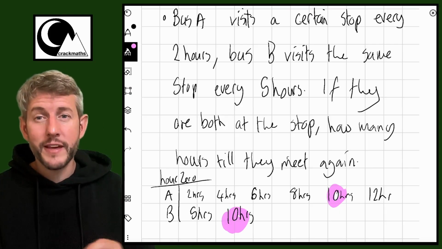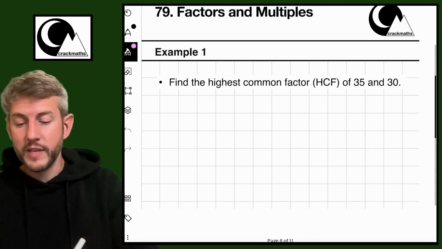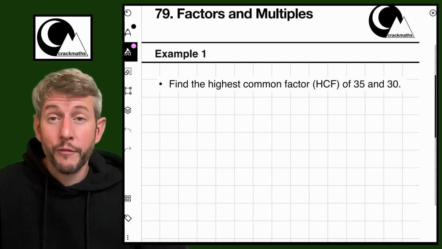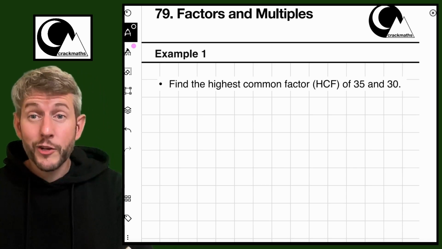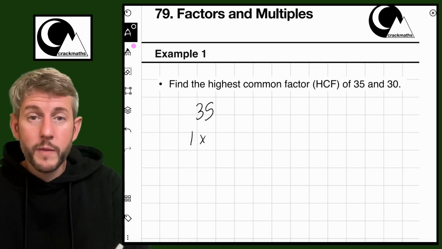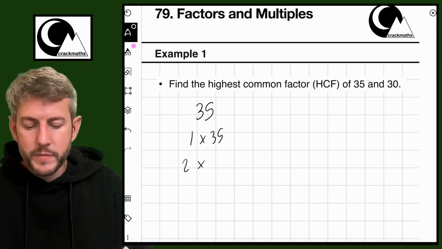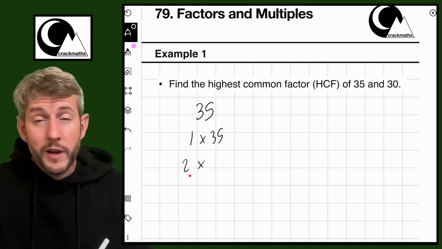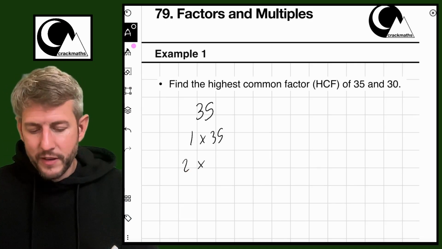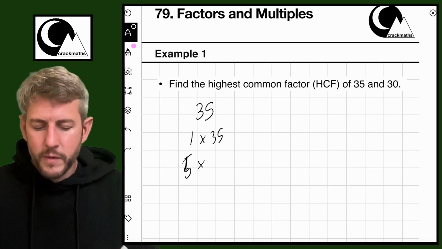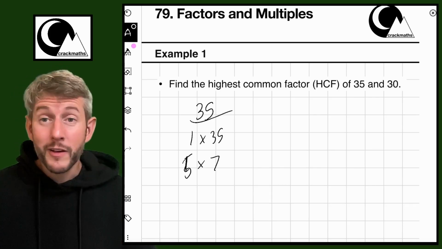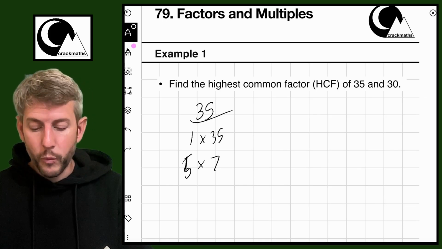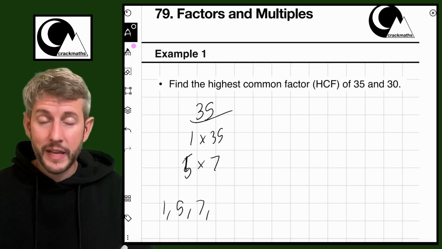Let's move on to look at the examples. Example question 1 says, find the highest common factor of 35 and 30. So let's look at 35 first. We've got 1 times 35, we don't have 2 times anything, we don't have 3 times anything, we don't have 4 times anything. We've got 5 times 7, and then that's it. So we've only got 4 factors here: 1, 5, 7, and 35.